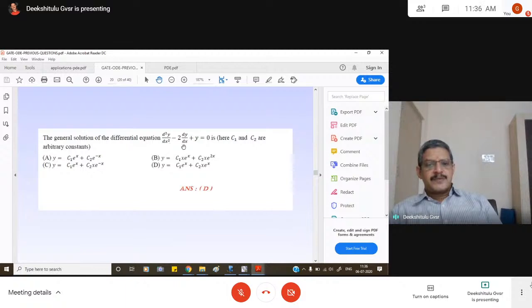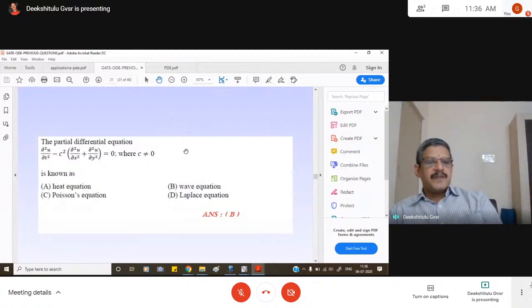Because the auxiliary equation is m square minus 2m plus 1 is equal to 0, m is equal to plus 1 are the roots, then the solution becomes y is equal to (c1 + c2 x) e power x. Repeated roots, no? Repeated roots, yes, D.